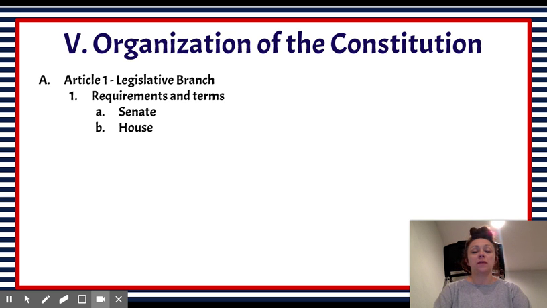Moving on then to the House of Representatives. The House of Representatives includes a lot more people. In the Senate, we have 100 members. In the House of Representatives, we, of course, have 435. The requirements to get into the House are not going to be quite as strict as in the Senate. But if you'd like to be a member of the House of Representatives, you have to be at least 25 years old.